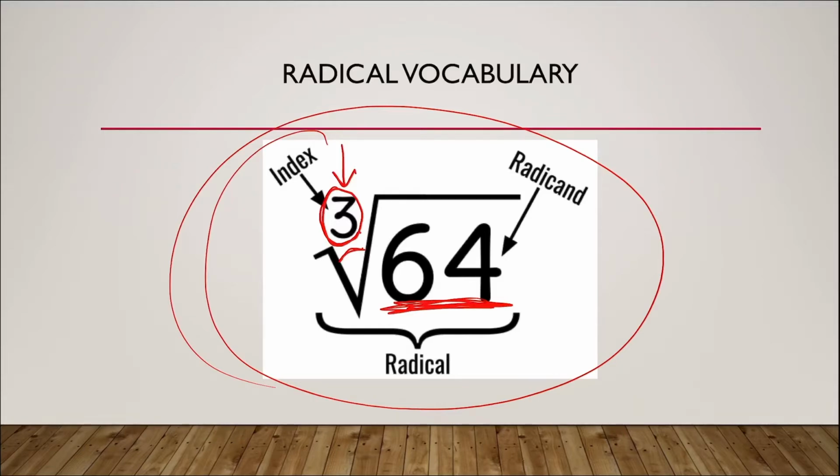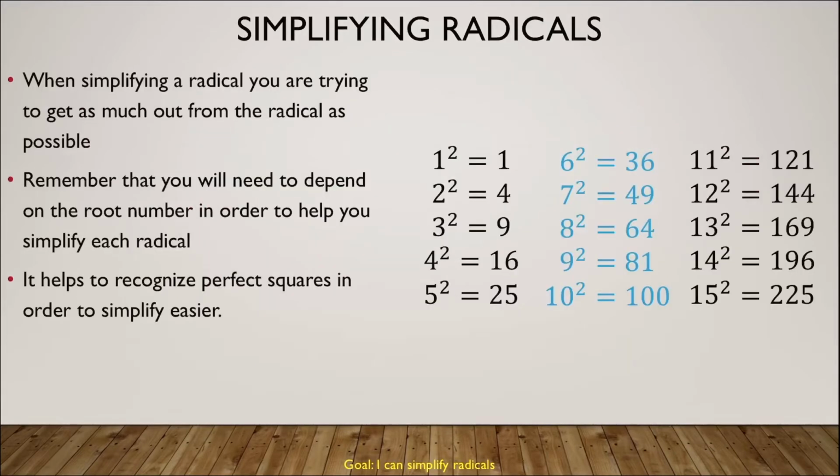Now we don't always get a whole number when we do that, and so in this case the cubed root of 64 we'd have to try and figure out. Alright, so when we're simplifying a radical, we're trying to get as much out of the radical as possible. So we're trying to get as many of the whole numbers out, and then you might have some leftover stuff underneath the radical. So when we do that, it's going to depend on what the root number is.